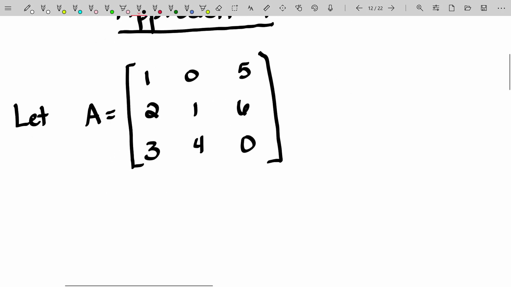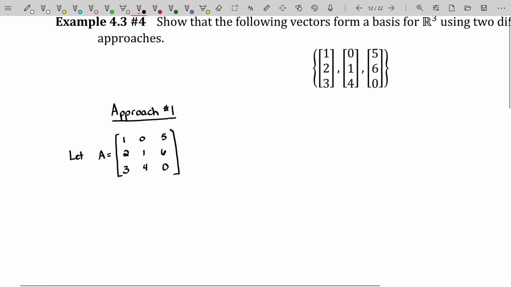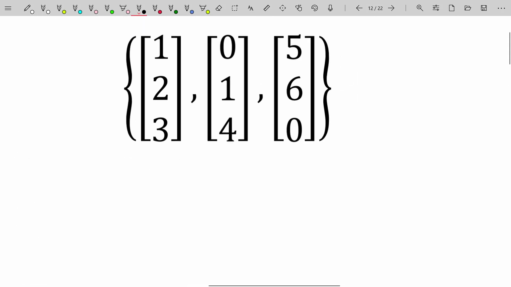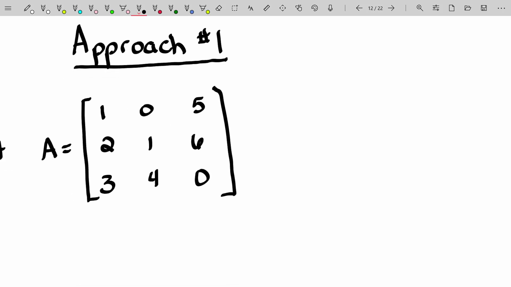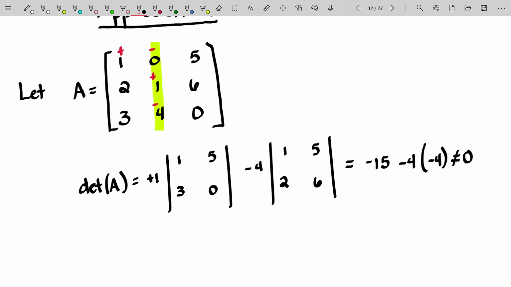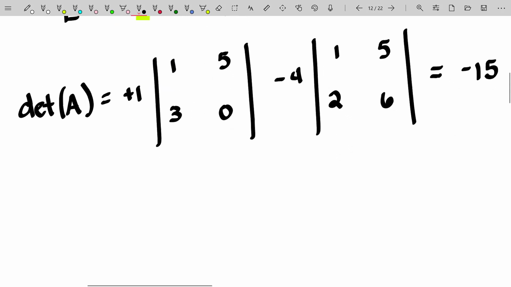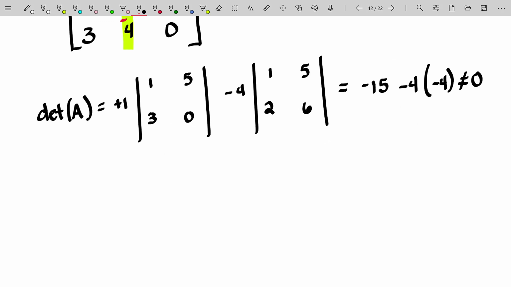So I let A be that matrix right there, the matrix where its columns are the column vectors here. Now what I'm going to do is either perform some row operations or just straight take the determinant. I'm actually just going to straight take the determinant and I'm going to expand about the second column. Let's go ahead and do this. And we get down here, as long as my math is correct, pretty okay. I think that's all right. Right, so we have negative 15 minus 4 times a negative 4. I actually don't bother even computing it. I just know it's not 0.